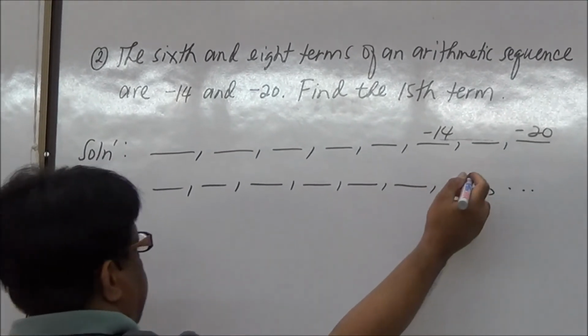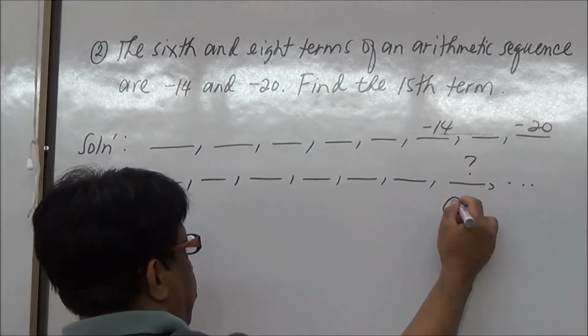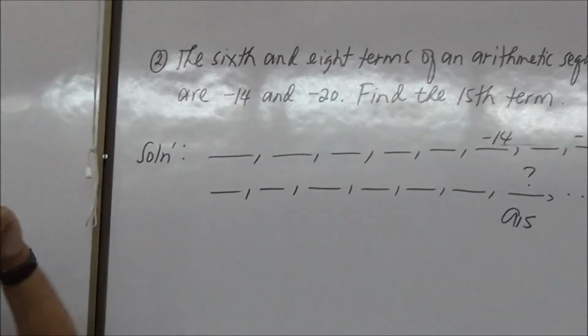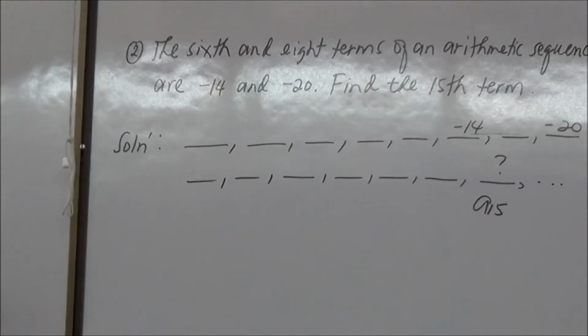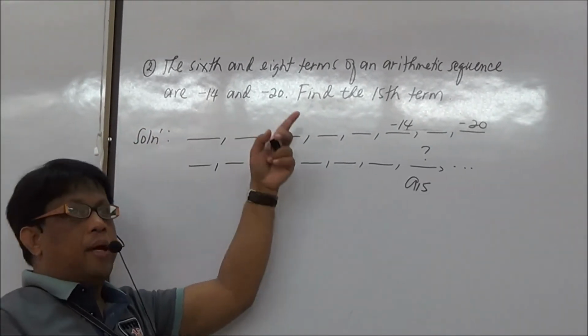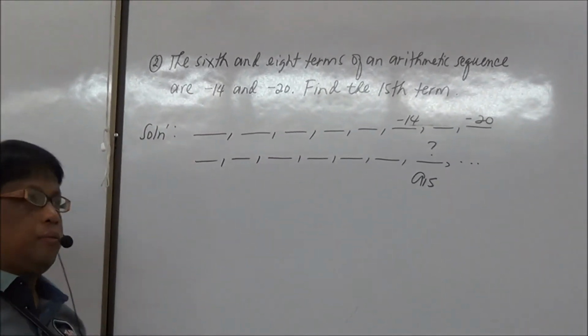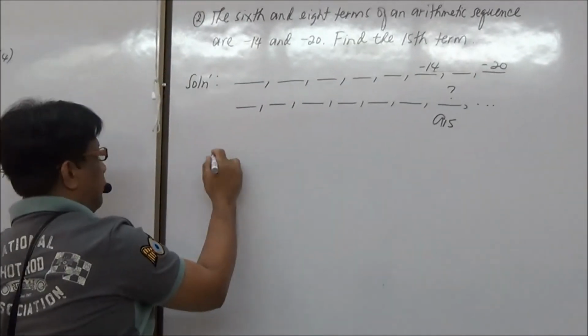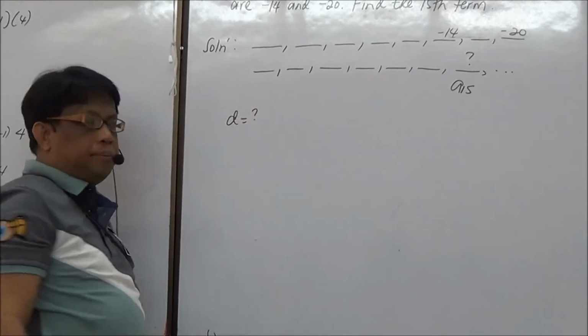Okay, so specifically you are to find a15 here. So what is this a15? To find a15, let us utilize the given terms in the sequence, negative 14 and negative 20, and we can use these two terms to find the common difference.